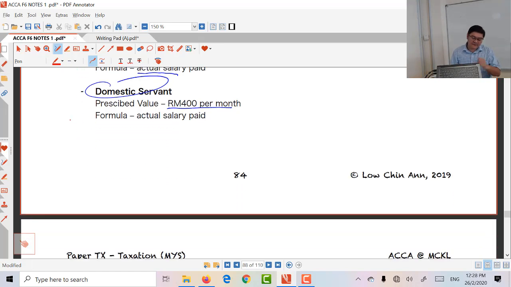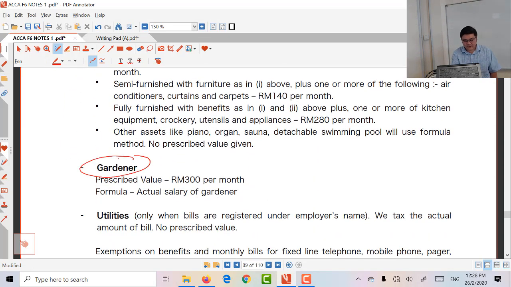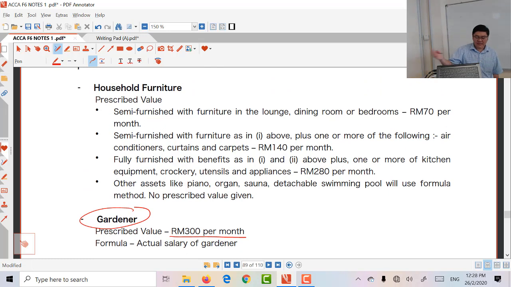Now, anyway, we are seeing from tax, a maid is taxed at 400 a month. Now, come to gardener, next page, gardener. Now, a gardener is taxed at 300 a month. All right, and nowadays people don't use gardeners, because the maid becomes the gardener also, okay? Now, furniture. Furniture is meant for those cases when the employee is given a house.